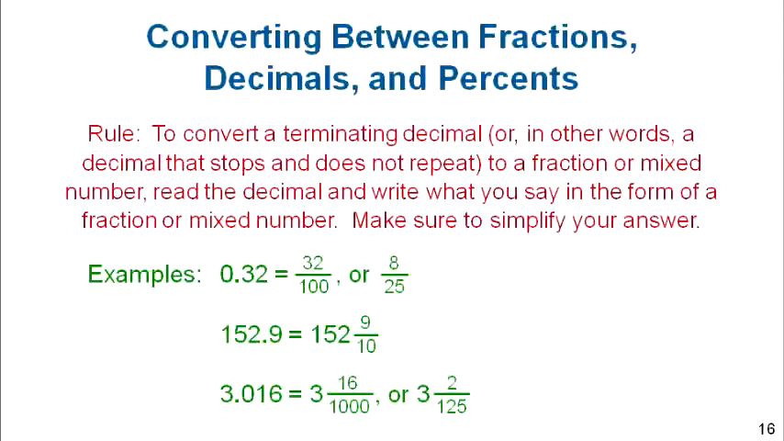As I said earlier, these are all examples of terminating decimals. This means that they stop and do not repeat. To convert a repeating decimal to a fraction or mixed number, you need to do some algebra, and we'll discuss that in the next 3 slides.